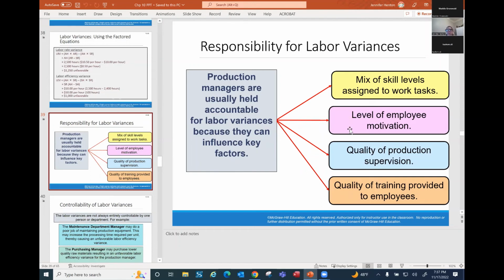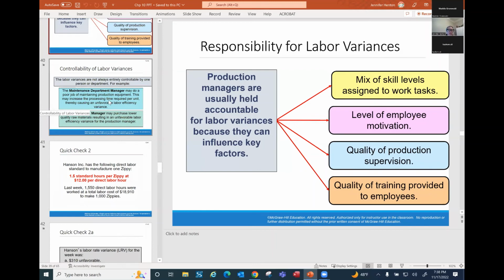And then we have a level of employee motivation. We have quality of production supervision. We have quality of training provided to the employees. If your employees are trained properly, they'll be able to do the job more efficiently. If you have good quality of production supervision, then the employees are going to be more efficient at their job. And if you have good incentives in place that can motivate your employees, they're not going to be just lackadaisical and not doing what they're supposed to do. They're going to be motivated. They're going to want to get the job done. They're going to want to do a good job from the beginning. So there are some different things that go into those labor variances.